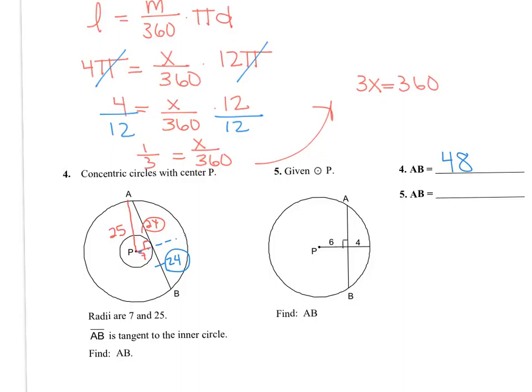Next one, we did something very similar to this on that practice quiz. We want to draw in our radius, but what is the length of that radius? Well, it's made up of 6 plus 4, therefore it's 10. We have a right triangle, therefore it's 6, 8, 10. And just like the last one, anytime you draw a radius perpendicular to a chord, you cut it in half, leaving us with AB to be 8 plus 8 or 16.